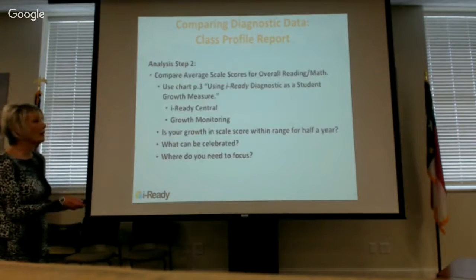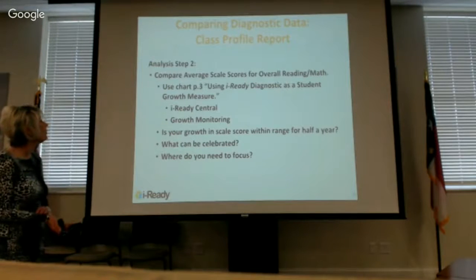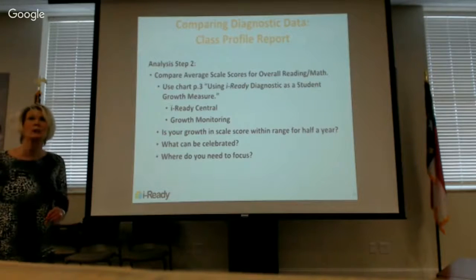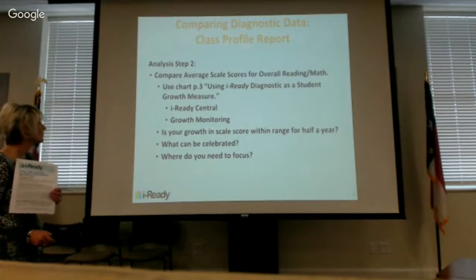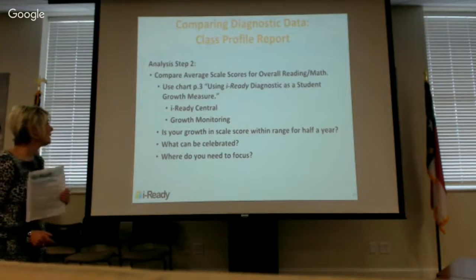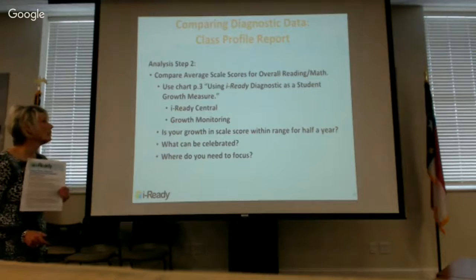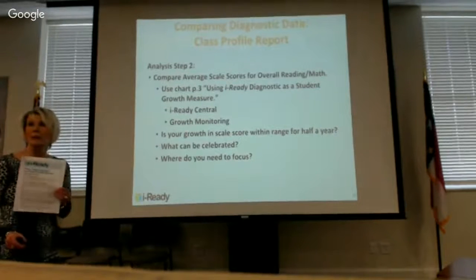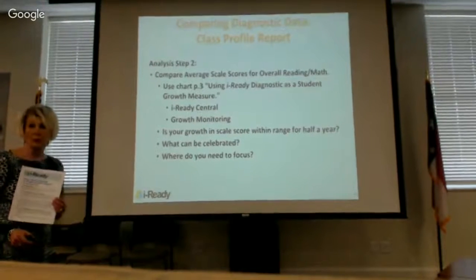Okay, we're going to take another step in our analysis of the class profile report. So now I would like for you to compare average scale scores for overall reading and math. You're going to be using your handout on page 3, using iReady Diagnostic as a student growth measure. As you're turning and looking at page 3, I would like for you to check to see if the growth of your students in scale scores is within the range for half a year, a whole year, or more than 1 year. So check your charts, think about what can be celebrated and where you need to focus.